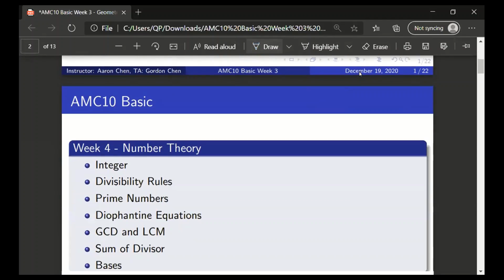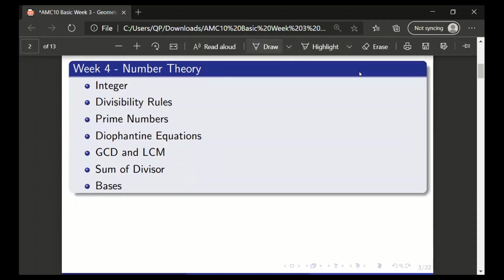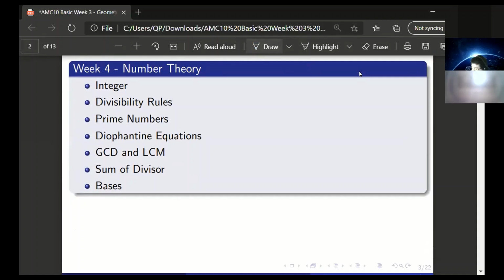All right, so this week is going to be covering number theory. To be more precise, we're going to go over integers, what they are exactly, some divisibility rules, what prime numbers are, Diophantine equations, what the GCD and LCM are, the sum of divisors, and we're also going to cover what bases are.